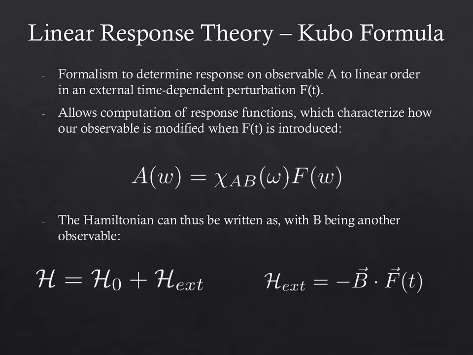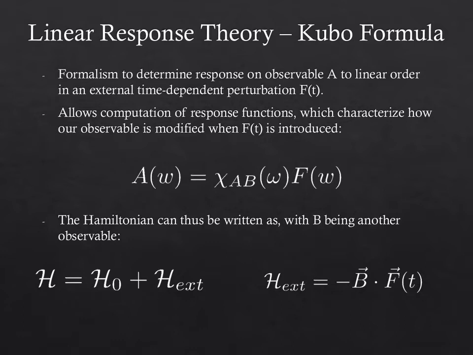First of all, you can write the total Hamiltonian of your system, like I did here at the bottom, as a sum of the undisturbed part, H0, and the added part, H external, where H external is of this form usually, where B is another observable, which can be the same or different than the one you're measuring, A, depending on your situation here.